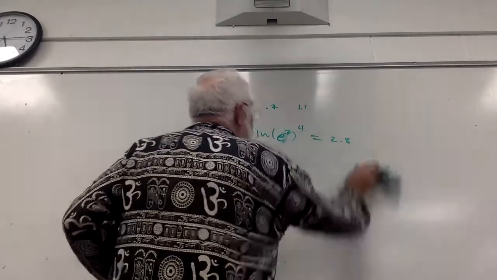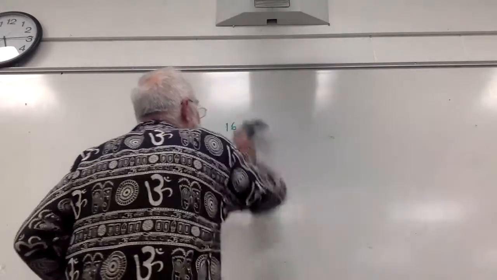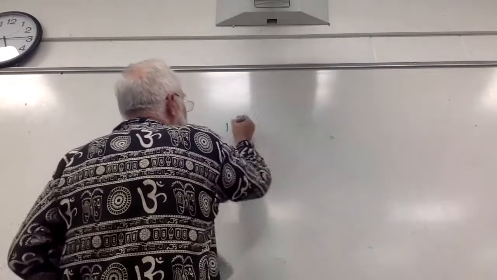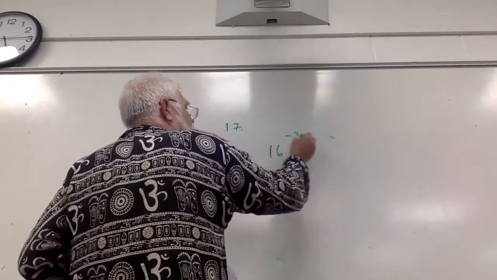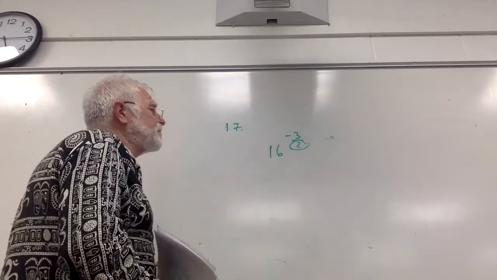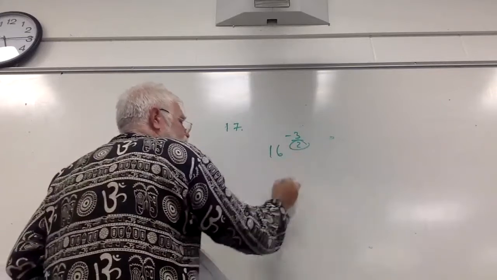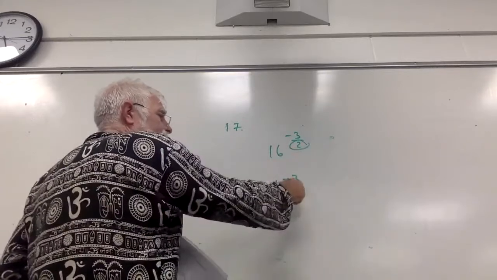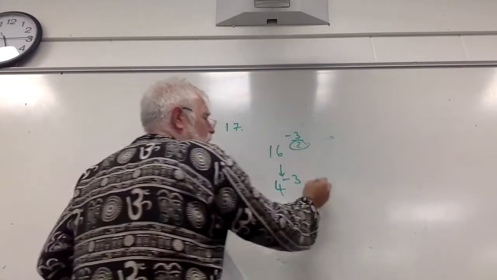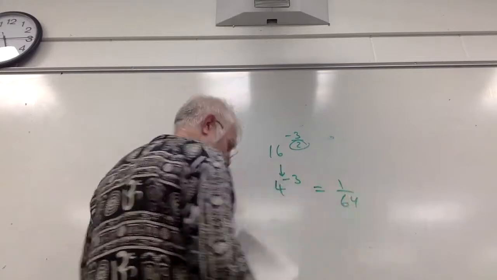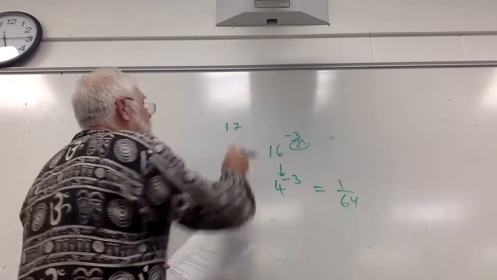16 to the -3/2. Number 17. 16 to the -3/2. I am going to do that. What's that ask me to do? Square root. I'm going to do that. 4 to the 3, 64. And what's that tell me to do? Reciprocate. So 1 over 64. That takes me to number 18.